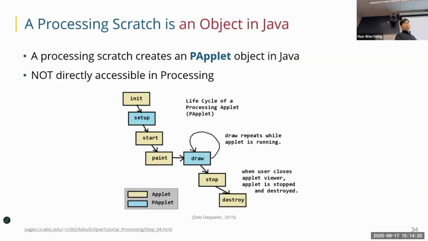I also mentioned that the processing Sketch is an object in Java. Is this Sketch or Scratch? It's Sketch, right? Yeah. Oh, okay, that's a typo. So the processing Sketch is an object in Java. You cannot access it, but you can think about it that there's a hidden structure inside Java, and everything somehow is also an applet object in Java.